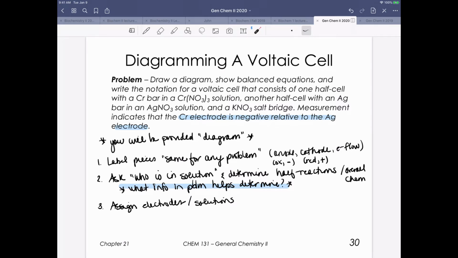So let's go ahead and start this problem. The first thing I want you to do is, if you were given a blank diagram, and there are blank diagrams available on Blackboard that you can download, it just says voltaic cell blank diagram, try labeling the things that are the same for any problem. Where are these things going to be? I'm going to pause the video periodically here, and I encourage you to pause it so that you can try to work through this solution.